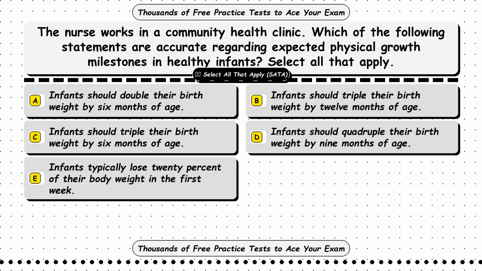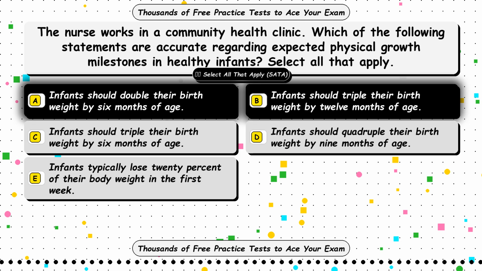Question 51. The nurse works in a community health clinic. Which of the following statements are accurate regarding expected physical growth milestones in healthy infants? Select all that apply. Option A. Infants should double their birth weight by 6 months of age. Option B. Infants should triple their birth weight by 12 months of age. Option C. Infants should triple their birth weight by 6 months of age. Option D. Infants should quadruple their birth weight by 9 months of age. Option E. Infants typically lose 20% of their body weight in the first week.